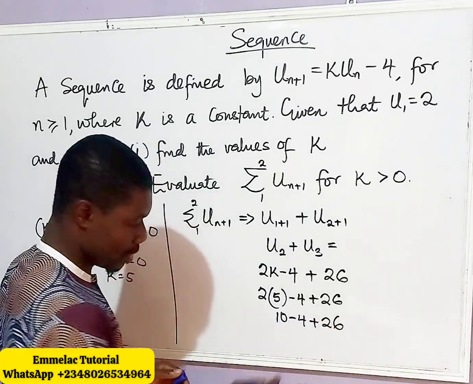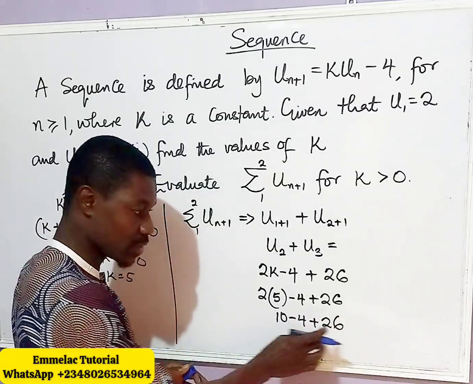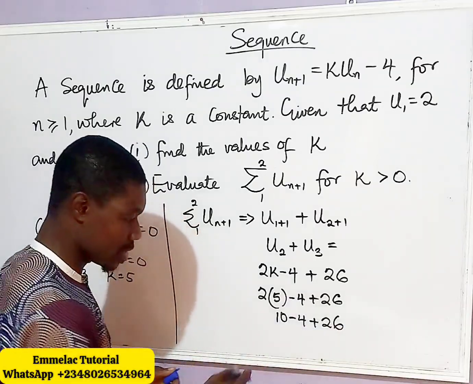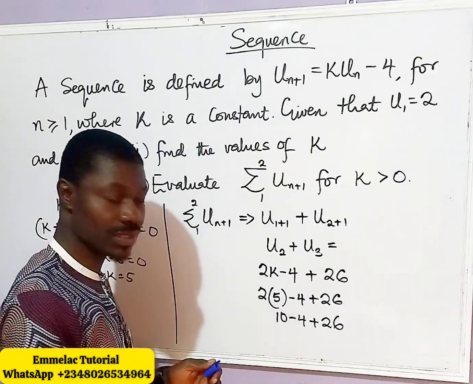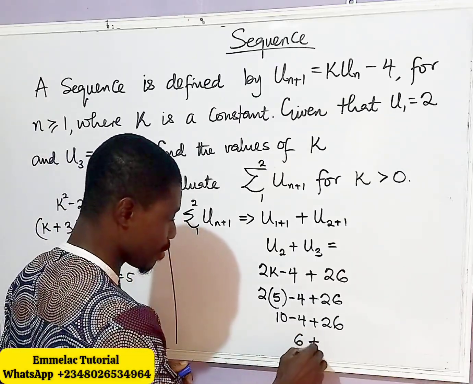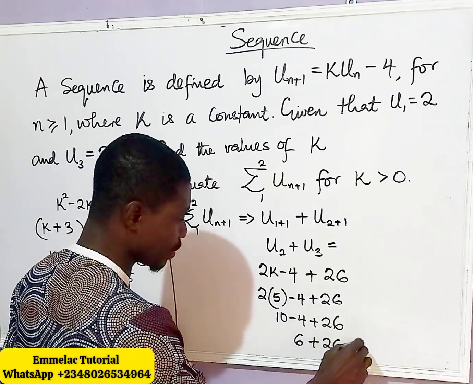Okay, so either we subtract or we add here, whichever one. So let me just subtract first. 10 minus 4 is what? 6. So here 6 plus 26, this will give us what? 32. Final answer.